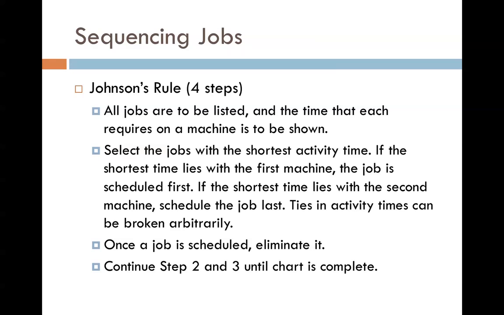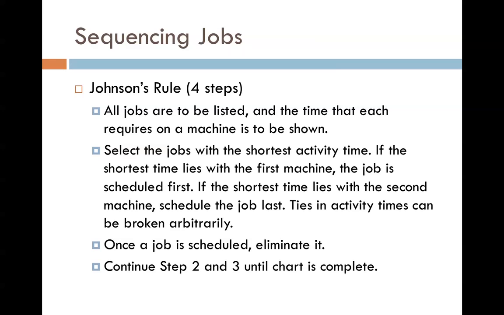An approach that minimizes processing time for sequencing a group of jobs through 2 work centers while minimizing total idle time in the work centers is called the Johnson's Rule. The Johnson's Rule can be listed in 4 steps.